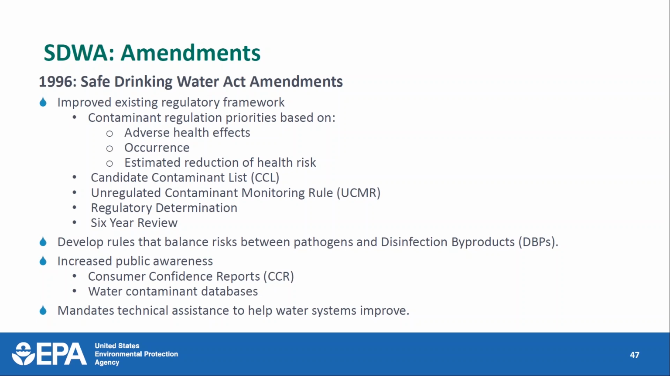One of the tasks given to EPA in the 1996 amendments was to develop rules that balance the risk between pathogens and disinfection byproducts. Of course, it's easy to kill all the pathogens if you just pour tons of disinfectant in, but then everyone gets sick from DBPs. So that's one of the things, as I talk about some of the newer regulations, you'll see that there's a balance there. The 96 amendments also called for increased public awareness, where you'll get consumer confidence reports, sometimes in the mail, sometimes on your water utility's website, and also databases that have data about contaminants in water.